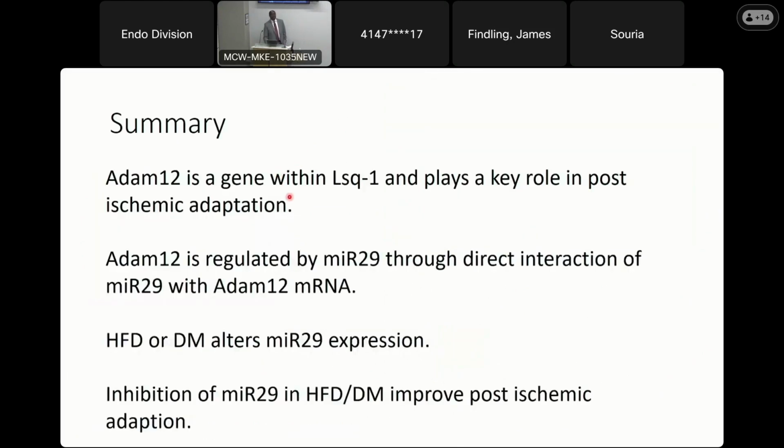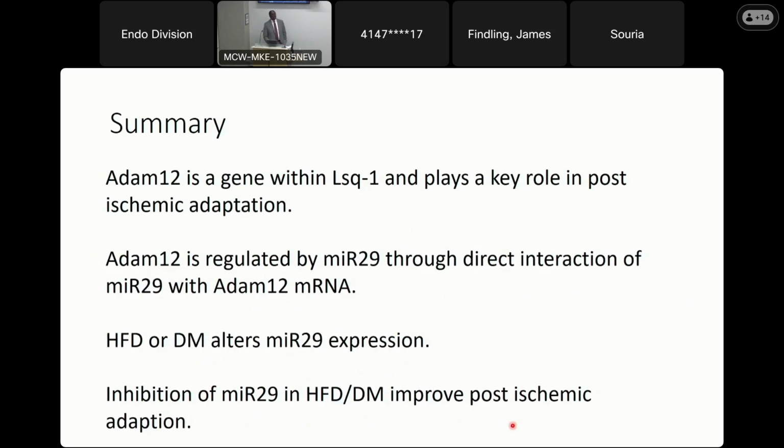So just to summarize what I've told you so far, ADAM12 is a gene within LSQ1 and plays a key role in post-ischemic adaptation. ADAM12 is regulated by miR29 through direct interaction of miR29 with ADAM12 mRNA. High-fat diet or diabetes alters miR29 expression, and inhibition of miR29 in the high-fat diet or diabetic mice improves post-ischemic adaptation.